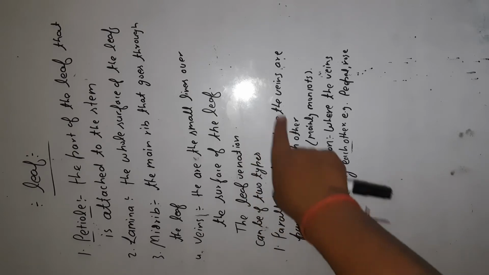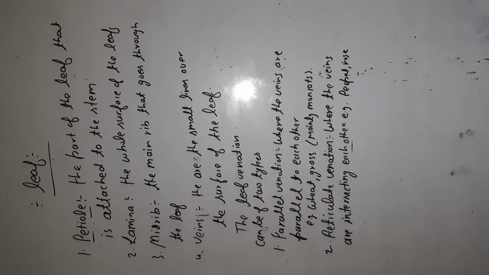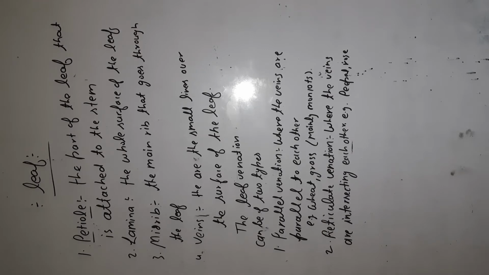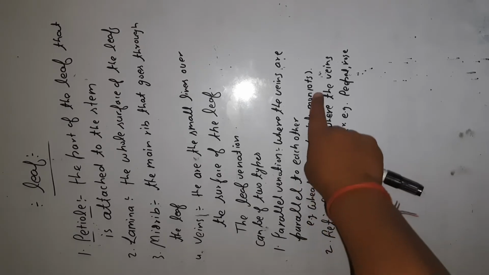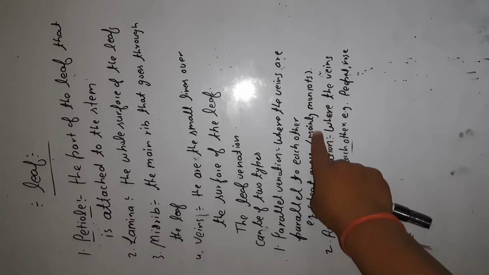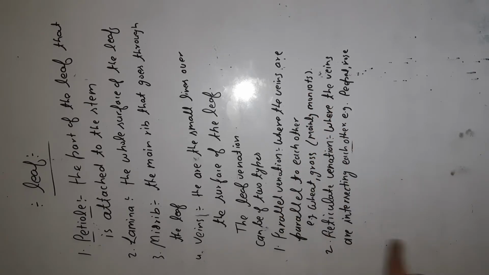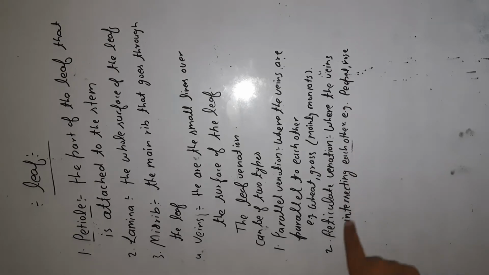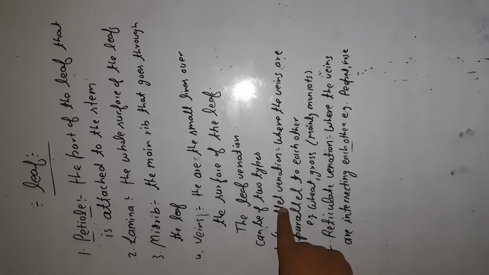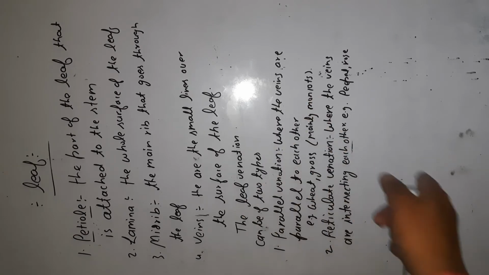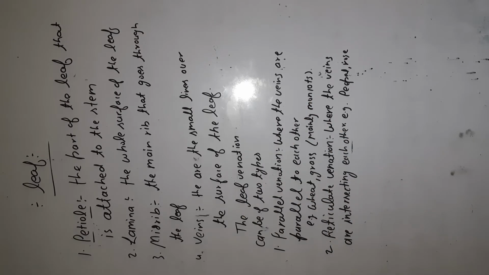Parallel venation means the veins are parallel to each other. For example, you would find parallel venation in grass and wheat leaf. Mainly in monocots you would find parallel venation, and in the peepal and the rose, you would find reticulate venation. Are you getting this? You would find parallel venation mainly in monocots. So what are monocot plants?